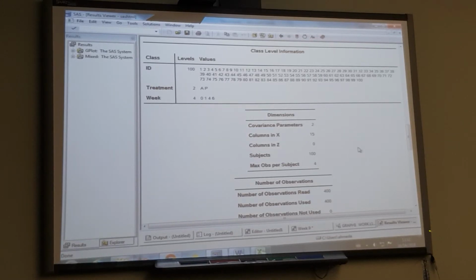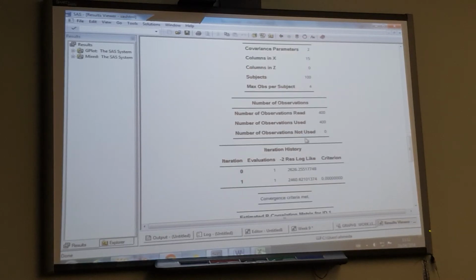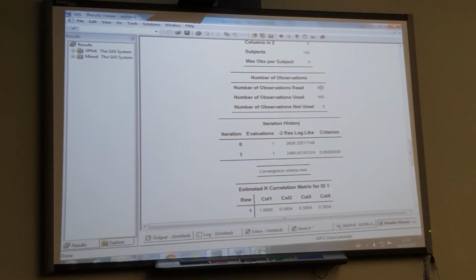So now you look at this. You have 100 observations, counting 1 to 100 by their ID. You have 2 treatments, A and B. How many weeks? You have 4 weeks. So 4 readings, right? So looking at this, it tells you the covariance parameters is 2 for this compound symmetric. The subject 100. You have the maximum per subject is 4, that's the number of readings. You have the number of observations read 400, the number of observations used 400. What does that mean? Complete, yes, read, and so that means there is no missing data. Number of observations not used, 0. Zero. That means you have complete data here.